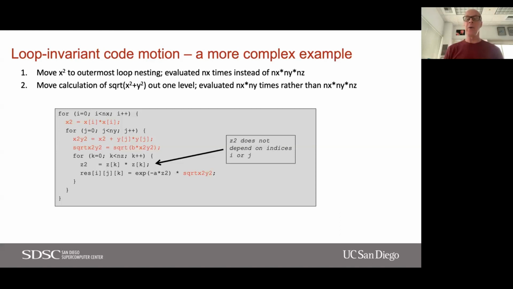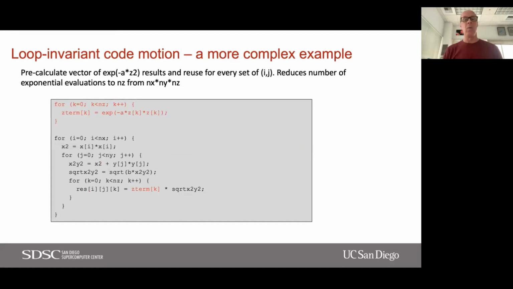And we can go even a little bit further. We notice that Z2 does not depend on the indices i or j. And of course, calculating the exponent of minus a times Z2 also does not depend on indices i and j. So we could take an entire vector of these invariants, calculate them outside, and now in the innermost loop, instead of doing that expensive exponential evaluation, we can just access the element of the vector. And this resulted in a really, really big speed up of this code.